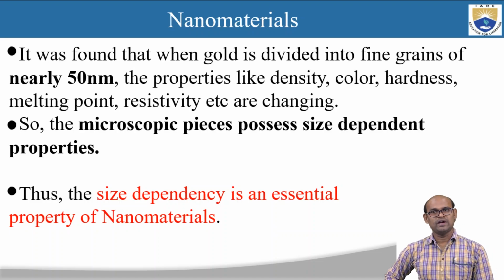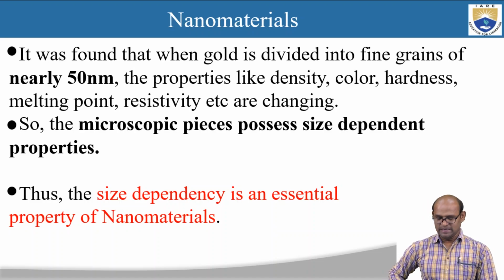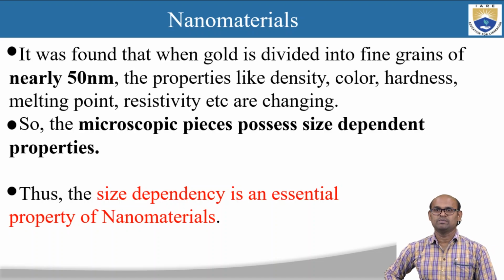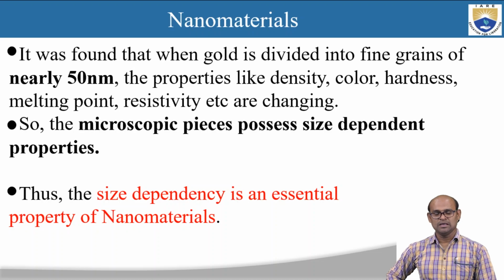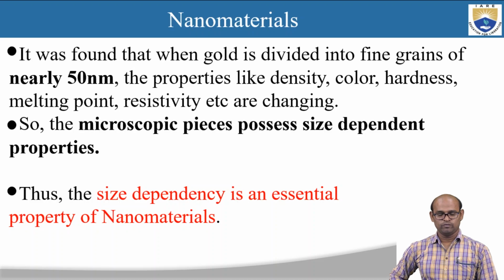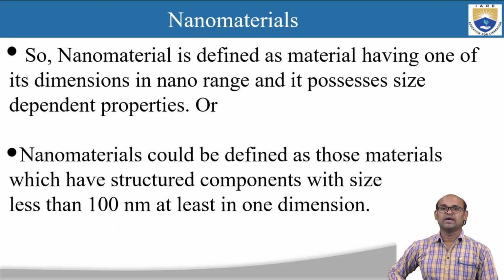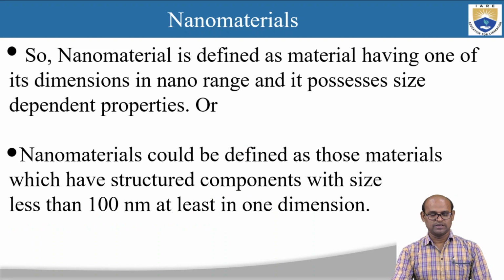Now we have defined what a nanomaterial is by taking the example of a gold biscuit of around 100 centimeter cube. We divided it into smaller and smaller pieces and went down to the 50 nanometer length scale and found that only then do the properties change. So that gold biscuit, divided further and further into small grains of around 50 nanometer, becomes a nanomaterial.